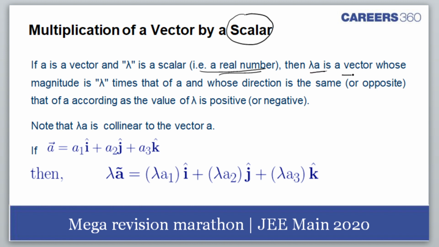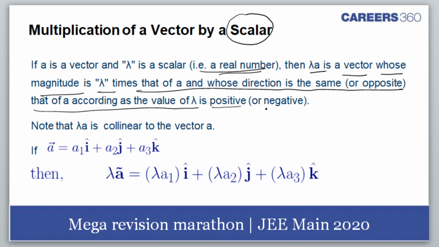Lambda A is a vector whose magnitude is lambda times that of A and whose direction is the same as or opposite to that of A, according to whether lambda is positive or negative. So if there is a vector A as it is shown here, lambda A would be lambda A1, lambda A2, lambda A3. This is easy to understand. If lambda is negative, that would be a collinear vector, but it will be an unlike vector, in the opposite direction.